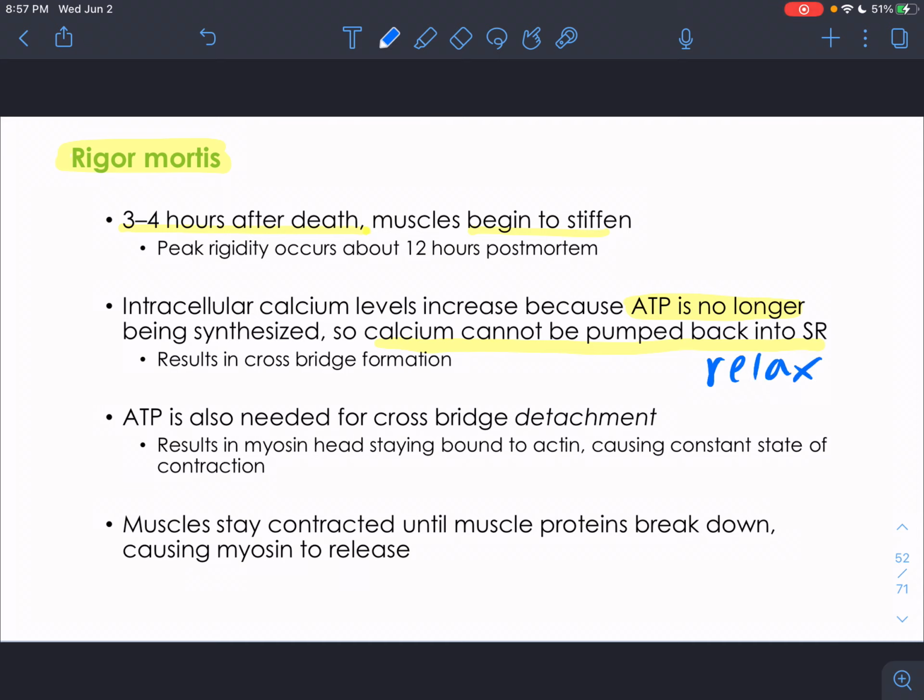If we don't have ATP to pump calcium back into the sarcoplasmic reticulum, those cross bridges will continue to form, the muscles will continue to contract, and you don't have any muscle relaxation. You also need ATP for crossbridge detachment. So it leads to this constant state of contraction at maximum contraction. Okay, so rigor mortis is what happens when muscles stay contracted until the muscle proteins finally break down and cause those muscles to be released.